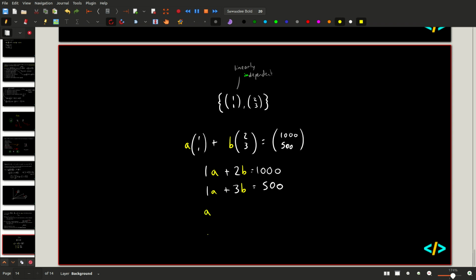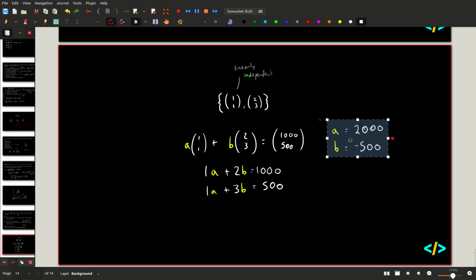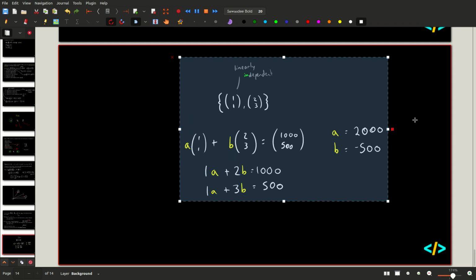$2,000 A, 500 minus 500 B. Okay, awesome. So I'm going to trust that's correct. A is 2,000 and B is minus 500. And assuming that these two numbers are both in our field, then this would be valid. This would be a way we can reach the point 1,500 with these two coefficients. Okay, so that's an example of what linear independence and the span mean.